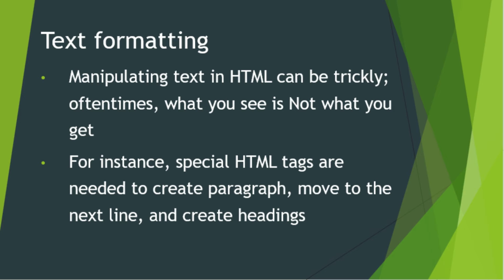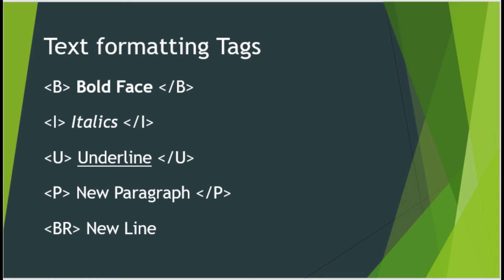Listen, next one, text formatting tags. For formatting text we are using a number of tags: B means boldface, I means italic, U means underline, P means new paragraph, and BR means next line. Using these tags we can set the text in the HTML program. We can set the text in boldface or italic. If you want to underline the text, you can use the U tag. P means paragraph; for creating a paragraph you use the P tag.